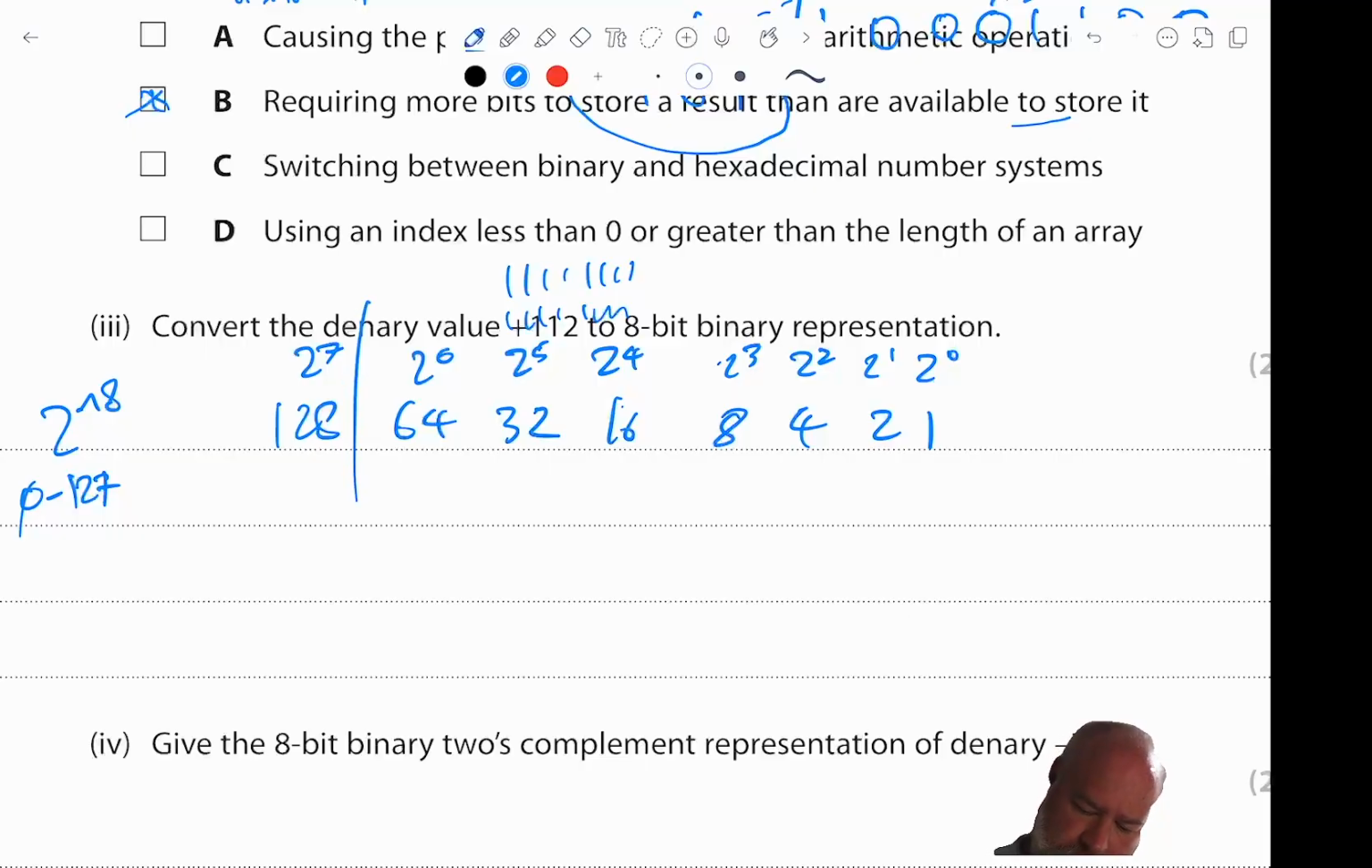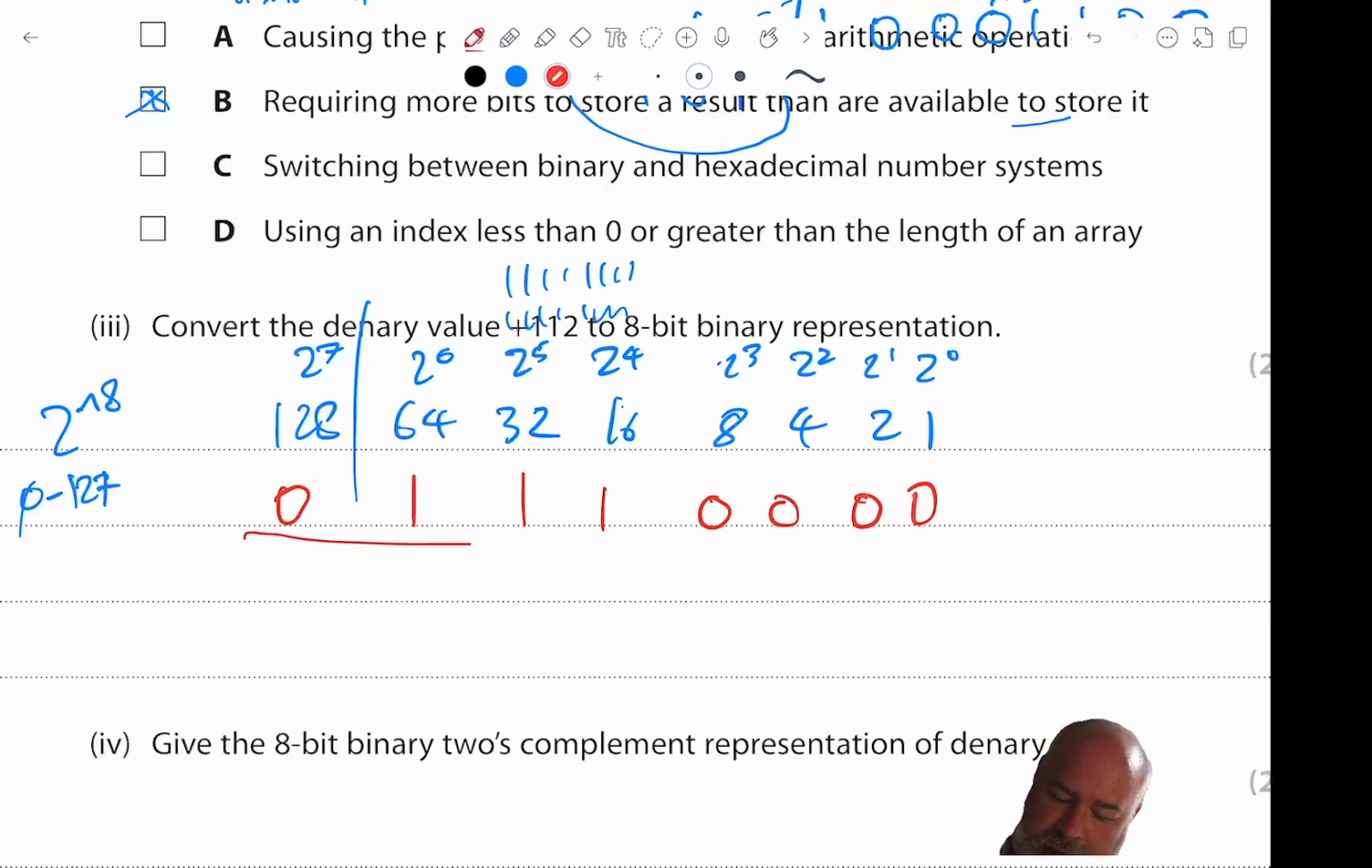Anyway, that's beside the point. Okay, so what do we need? We need 112. We don't need this because it's too big. We do need that. We do need that. So that's 96. We want 112. So 96 plus 16 is 112. I think that's it, isn't it? So we need to have that. None of those. There you go.